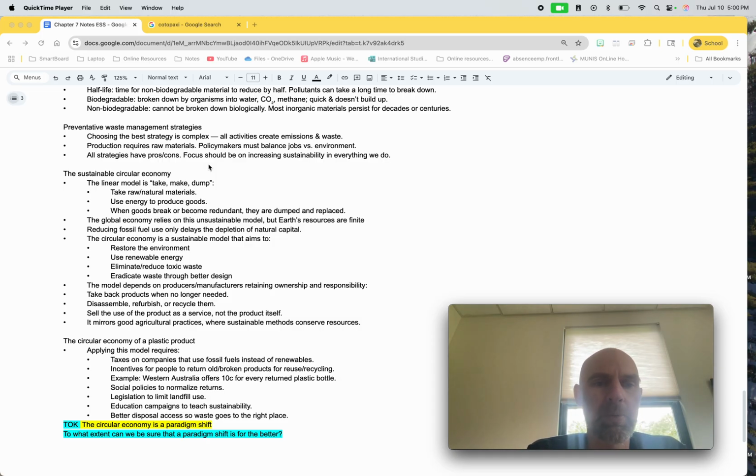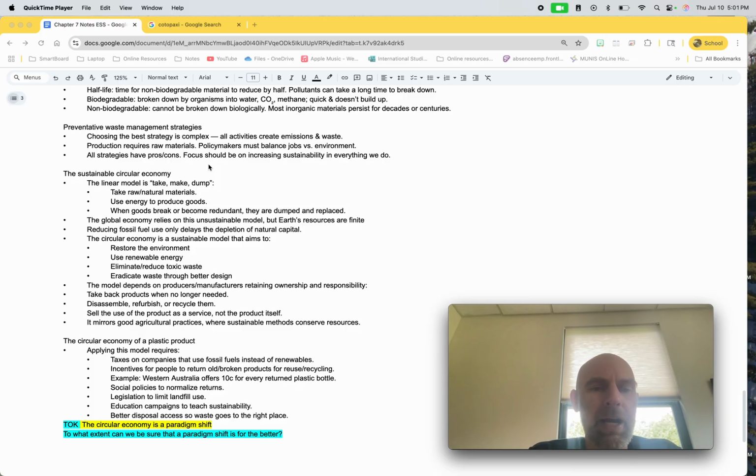The model depends on producers, manufacturers retaining ownership and responsibility. So, say the North Face makes a fleece jacket. Well, guess what, North Face? You are stuck with that fleece jacket and that material pretty much forever. They have to take back products when no longer needed. Disassemble, refurbish, or recycle them. Sell the use of the product as a service, not the product itself. So it's almost like you have a subscription to it.